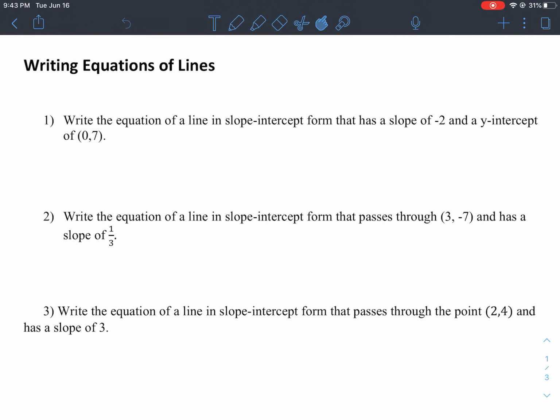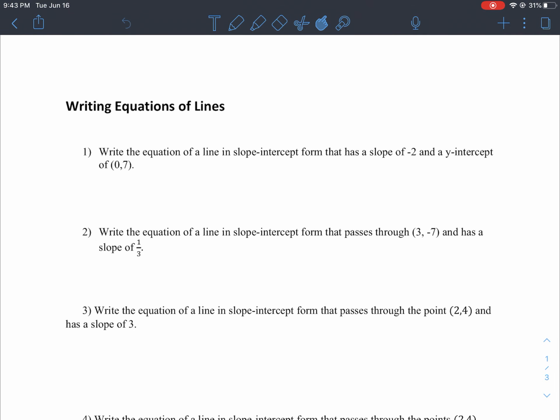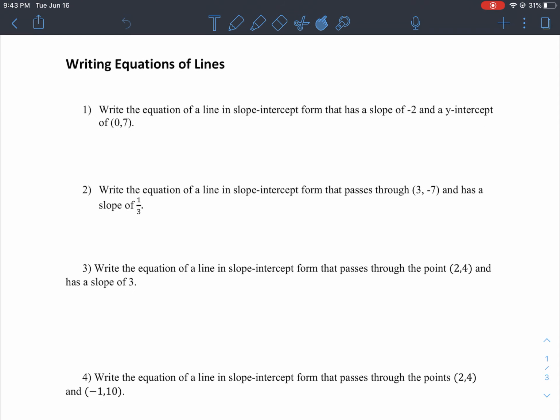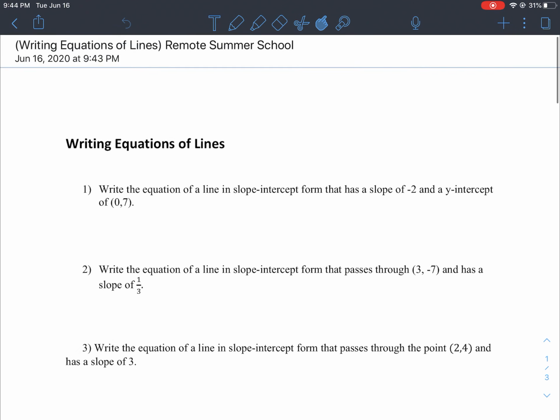Welcome back, everyone. Today we are going to focus on writing equations of lines, and we're going to use some familiar topics like slope-intercept form, your slope, your y-intercept, and finding slope, or the rate of change between 2 points.